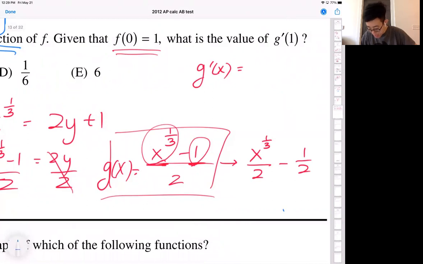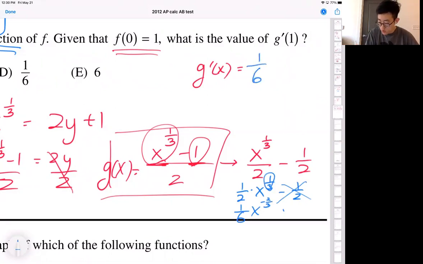So this here means I have 1/2 times x to the power 1/3 minus 1 over 2. I just try to think of it as multiplied by the coefficient. The power rule states that we're going to bring the exponent to the front and subtract 1 from it. So that gives me 1 over 6 times x to the power of negative 2 over 3. And the derivative of the constant is always just going to be 0, right? So I don't have to worry about that. So the derivative of g is 1/6 times x to the power of negative 2 over 3.